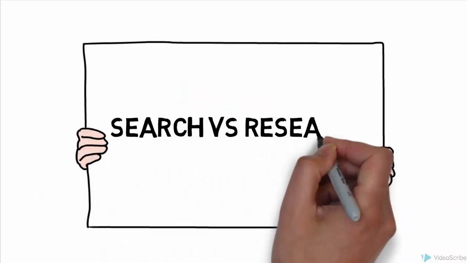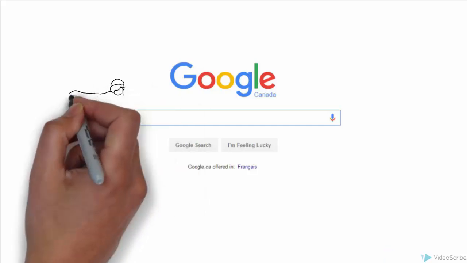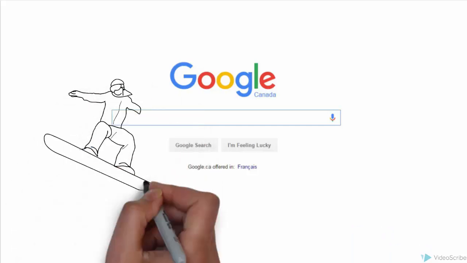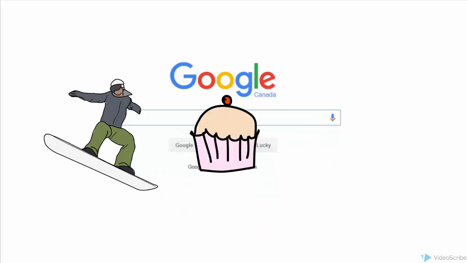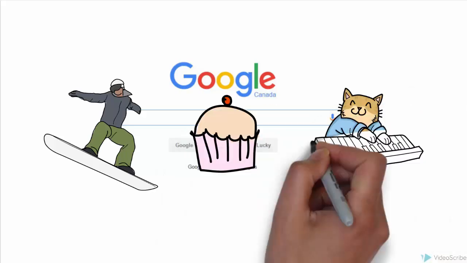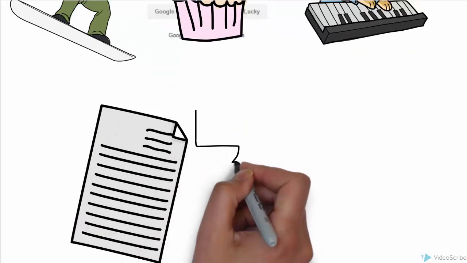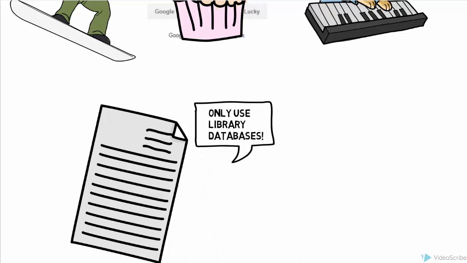Search versus research. This is Google. Chances are you have used Google to search on the internet for information, from news about your favorite sports team, to cupcake recipes, to, well, cat videos. You might have even used Google to research a school paper, even when you have been told not to.